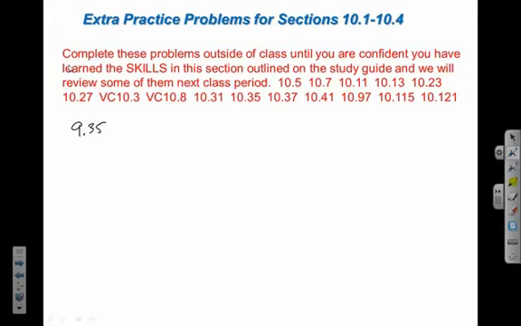9.35, they gave us a couple of reactions, and so they don't give us the products of the reactions, but they ask us to balance it, so we'll have to predict what the products are. The only reaction that we talked about where I might expect you to predict what the products are would be an acid-base reaction.